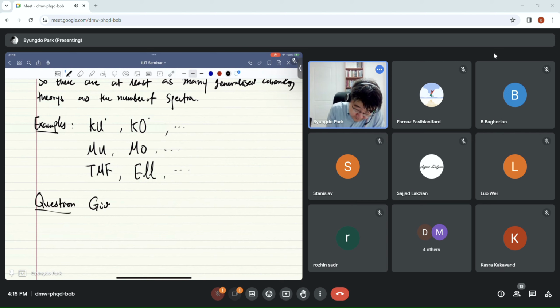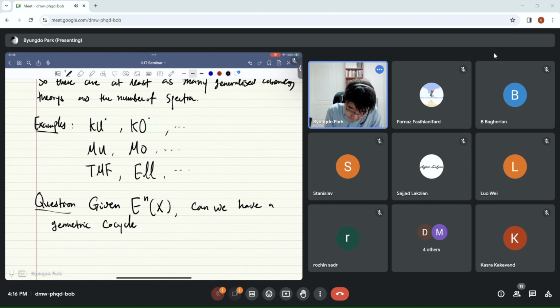And then the question is, given E^n(X), can we have a geometric cocycle representing each class in this generalized cohomology theory.